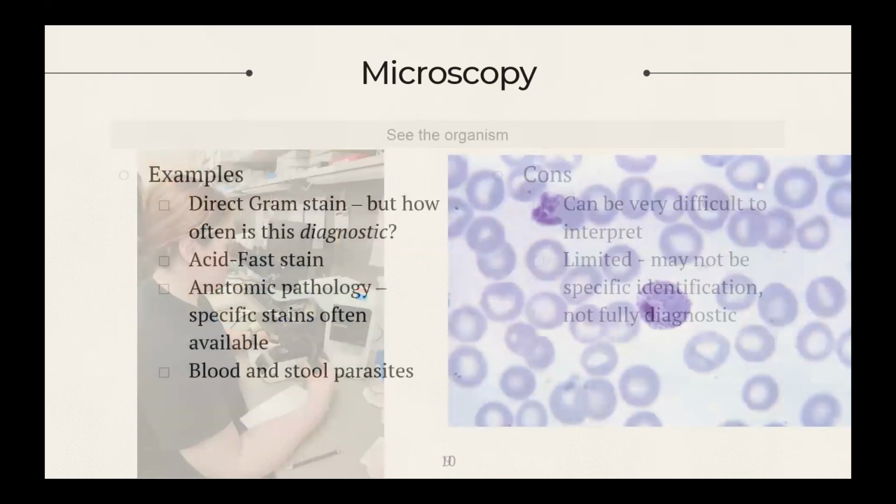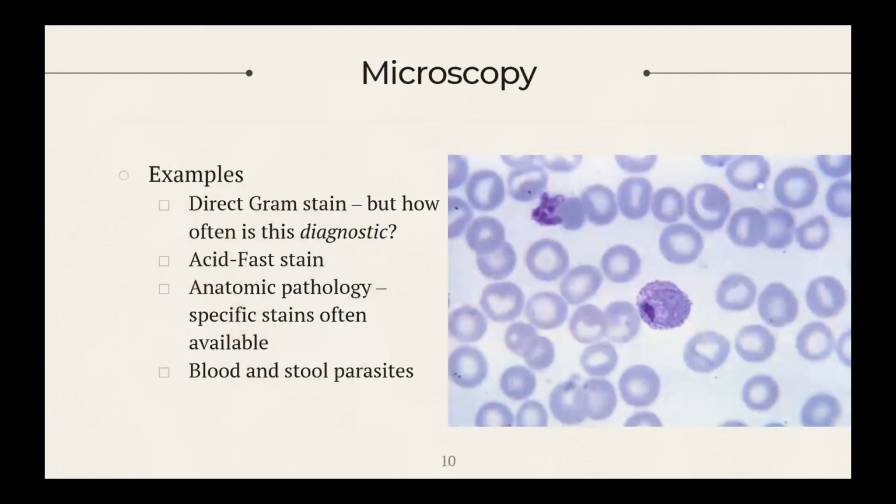So some examples of microscopy. The big one that we do all the time here in micro is a direct gram stain. And like I said, we can tell you some information about the specimen, about what organism is in there, but it's typically not diagnostic.